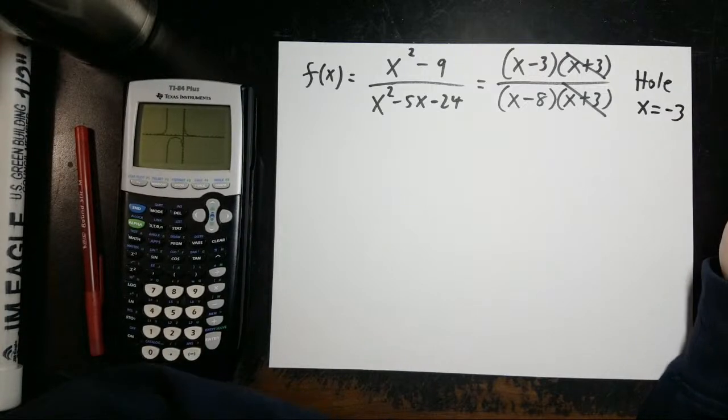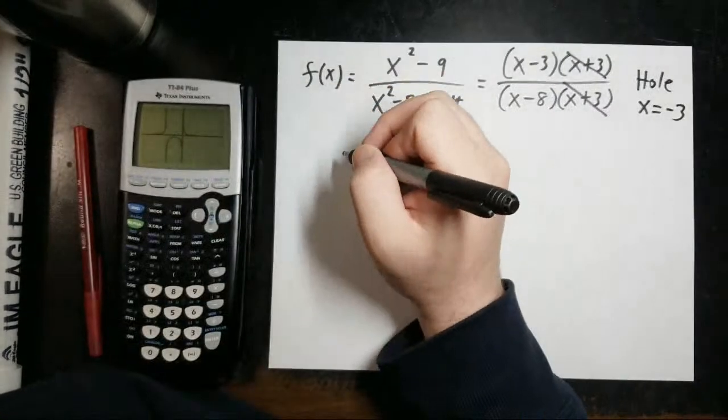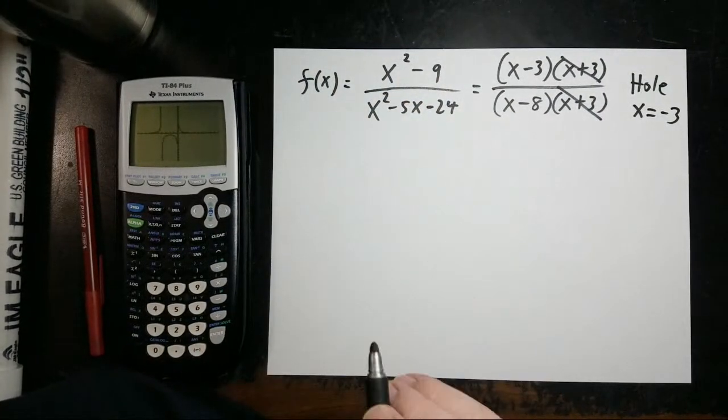Now, we'll deal with that hole in a little bit, but that hole, -3, is going to show up as an error in my graphing calculator table of values. Let's look at the rest of it, though. The rest of it is x minus 3, x minus 8.